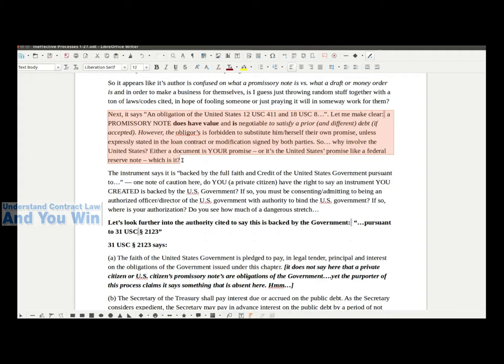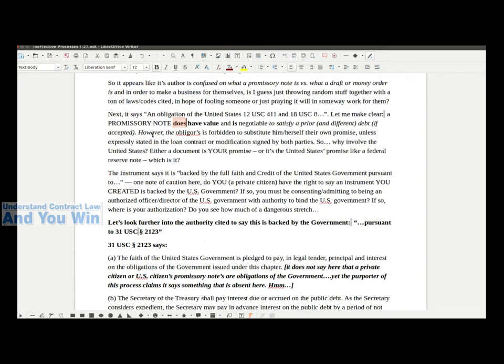So next, on the instrument, it says an obligation of the United States, 12 U.S.C. 411 and 18 U.S.C. 8. So let's make this clear. A promissory note does not have value and is negotiable to satisfy a prior and different debt if accepted. Oh, excuse me, I read the wrong thing. Let me make this clear. A promissory note does have value, and is negotiable to satisfy a different debt if the other party wishes to buy the note from you and use that to offset it.